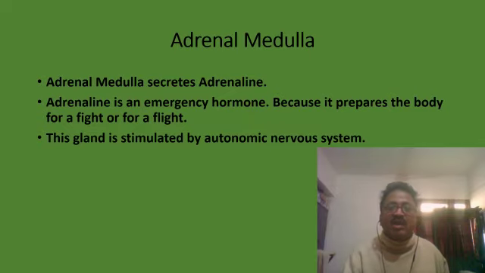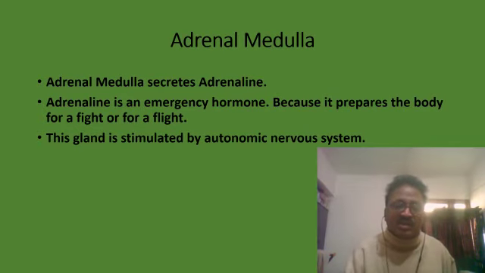Adrenal medulla. The adrenal medulla secretes adrenaline. Adrenaline is an emergency hormone because it prepares the body for fight or flight. So when a person is in emotional stress or in angry emotional stress, this hormone's secretion increases and prepares the body to face that emergency condition. This gland is stimulated by the autonomic nervous system. When we studied the sympathetic and parasympathetic system, whatever points we discussed, the same belongs to this gland too.